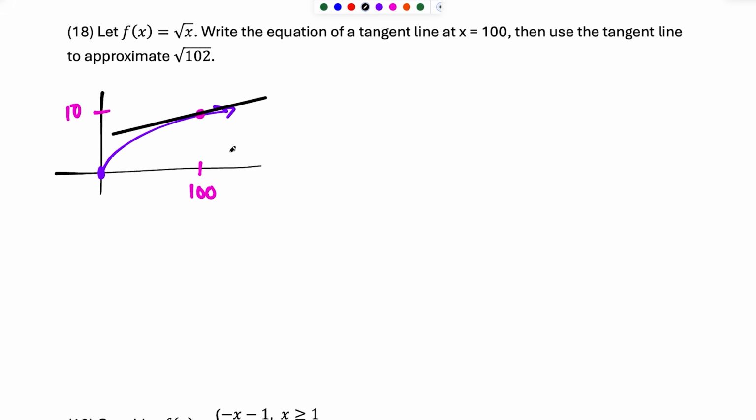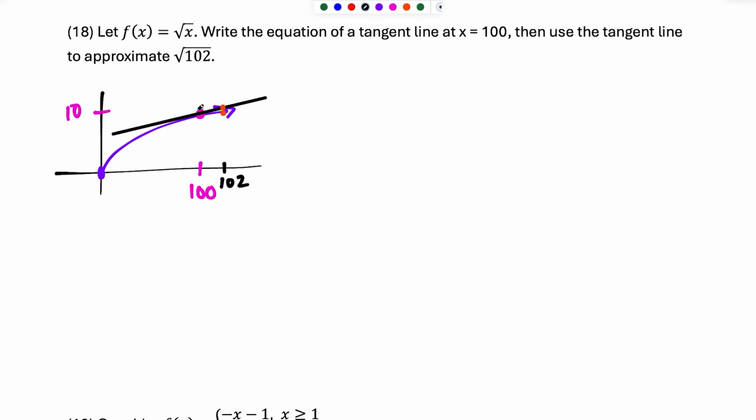Not necessarily drawn to scale, we want to approximate 102. See how 102 is on the curve at about this location, but it's on the tangent line a little bit above. So our approximation is going to be a little bit over the actual value, but this is the concept of what's happening.